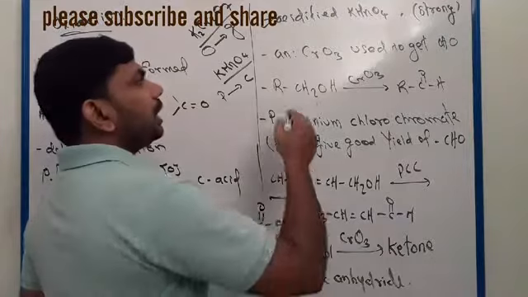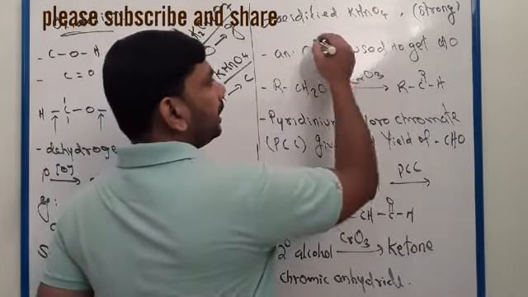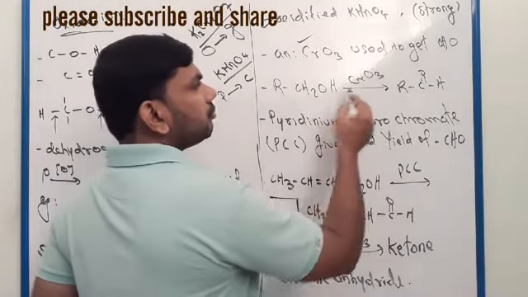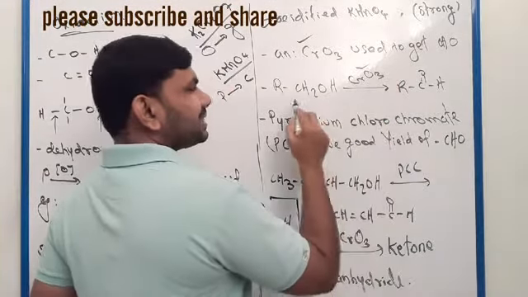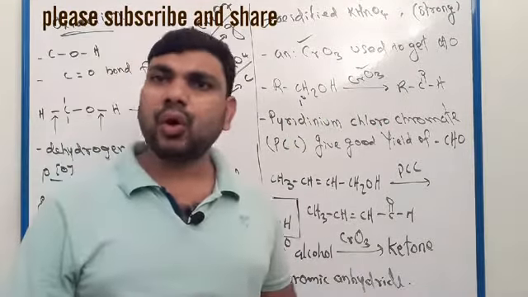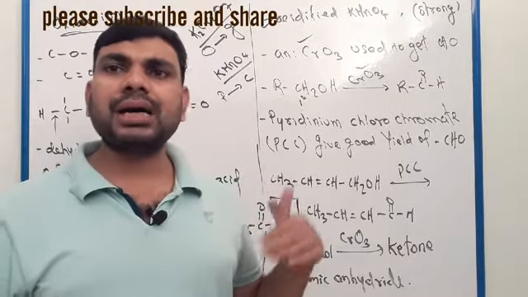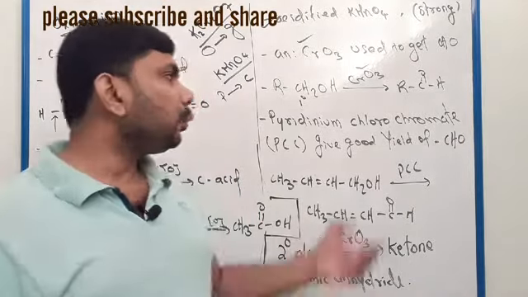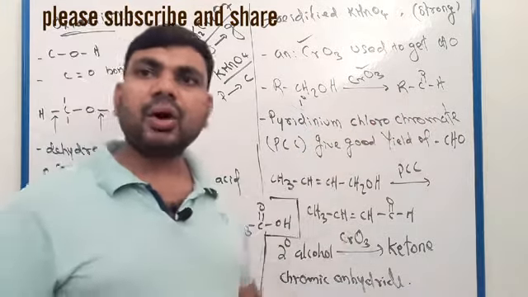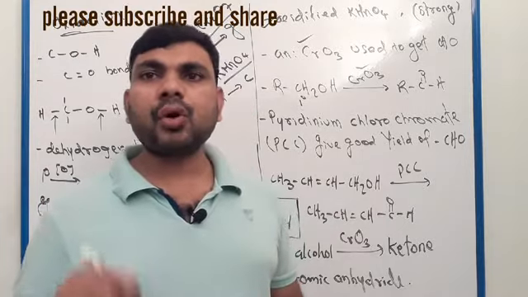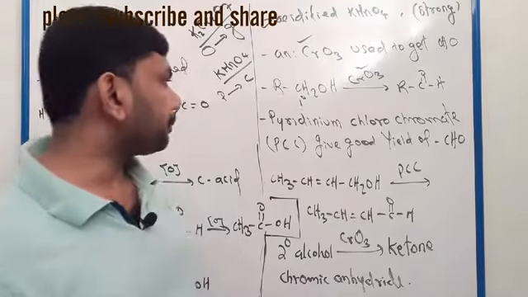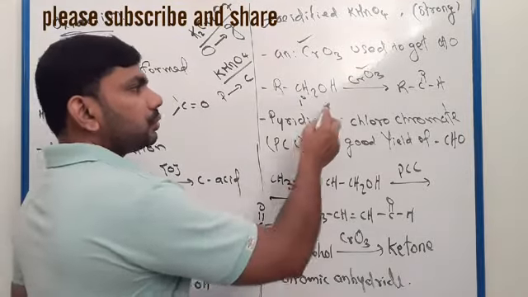Clear? Also look here, anhydrous chromic oxide, anhydrous chromium oxide. After using anhydrous chromium oxide, we can turn primary alcohol to aldehyde. This is another oxidizing agent, anhydrous chromium oxide or chromic oxide. So here, primary alcohol to aldehyde.